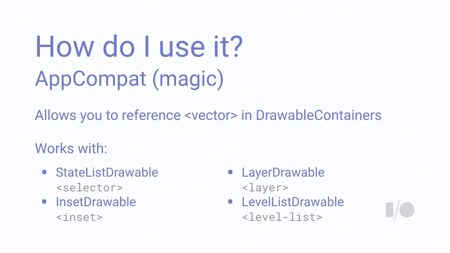So we talked about how to actually enable it. Let's talk about what it actually gives you. As I said earlier, it allows you to reference vector resources and animated vector resources within drawable containers. So if you want to use a vector in a stateless drawable, or maybe a layer, or inset, or level list, or whatever it is, you can do so with this feature enabled.